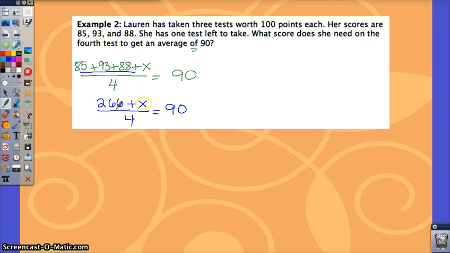Since the dividing is locking this whole numerator in, let's cancel that out first. To cancel out dividing by 4, I could multiply by 4, right? And whatever you do to one side, you do to the other. So by doing this step here, I can cancel the 4's, and now I'm left with just 266 plus X equals 90 times 4 is 360. And now I can solve this by subtraction.